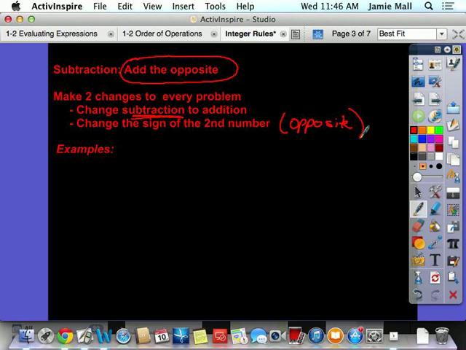So let's say, for example, we're doing something like 6 minus 12. We'll start with something really simple. 6 minus 12, if I make my two changes, is going to become 6 plus, so I change subtraction to addition. This is a positive 12. Now I want it to be the opposite, 6 plus negative 12. Now I'm going to follow my rules for adding.